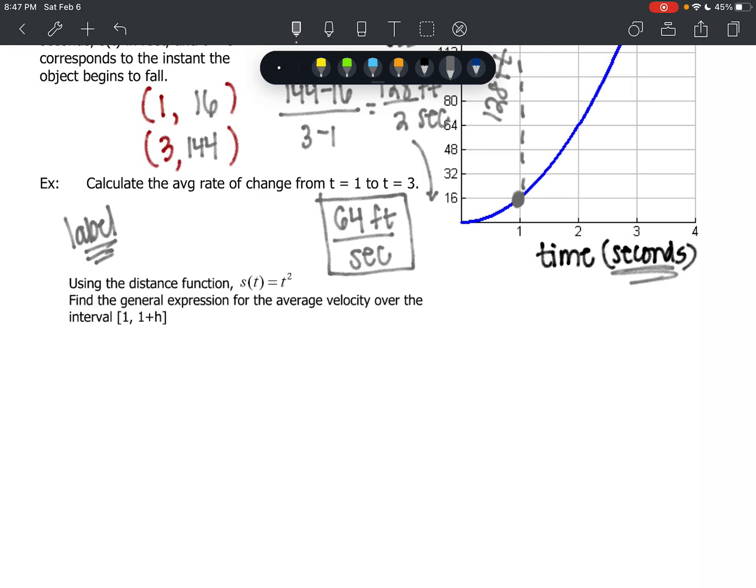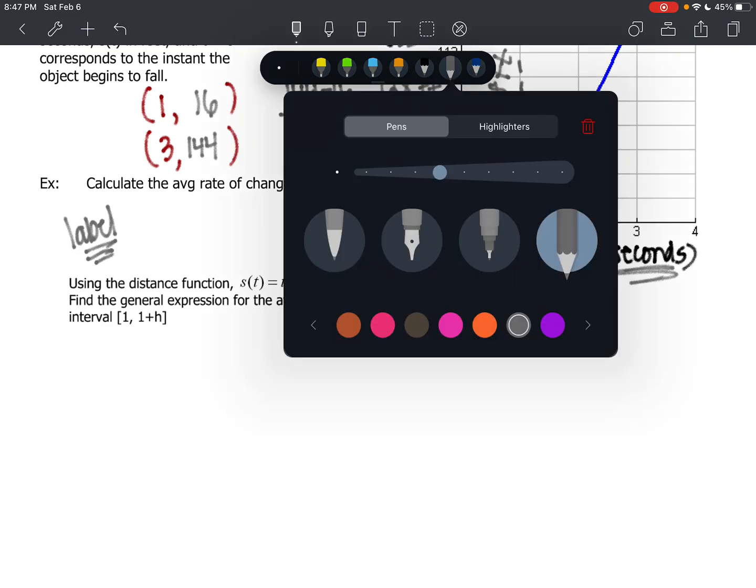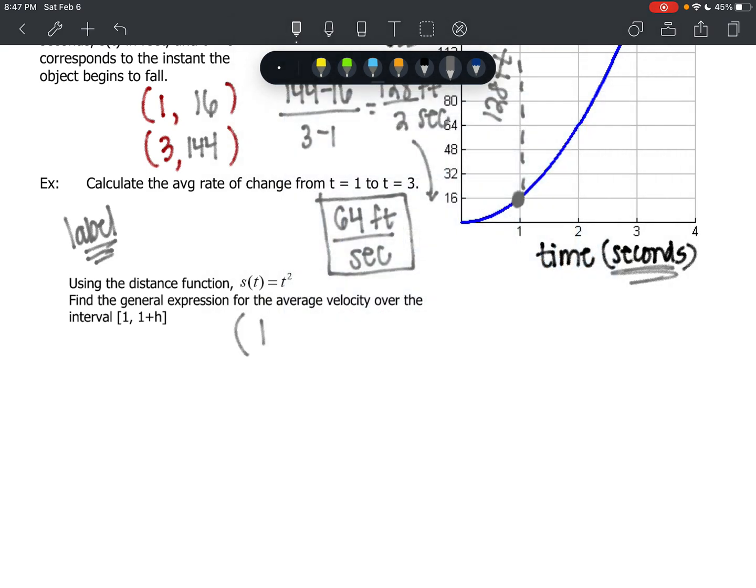Okay, welcome back. We've got this distance function, s of t equals t squared. We want to find the general expression for the average velocity over the interval [1, 1 plus h]. So remember, we've got ordered pairs here. We've got an ordered pair in which we have 1, then we have an ordered pair where 1 plus h is the x value.